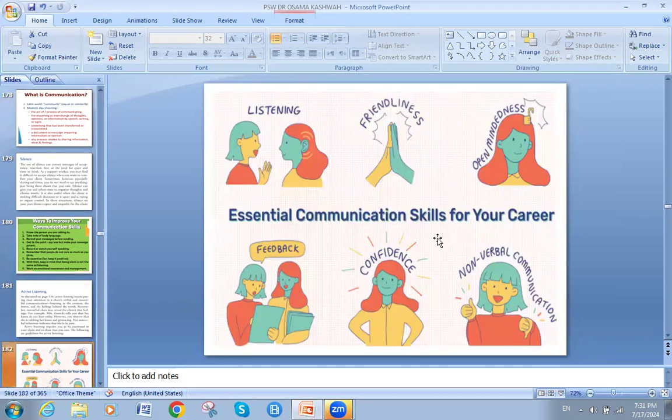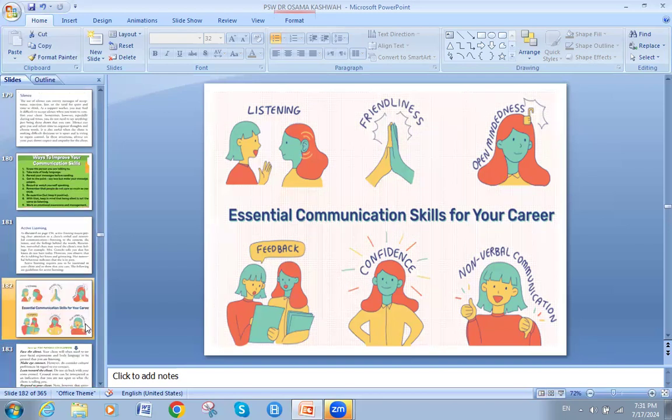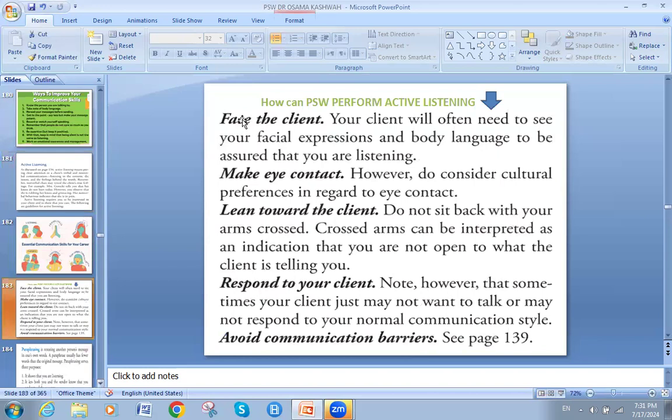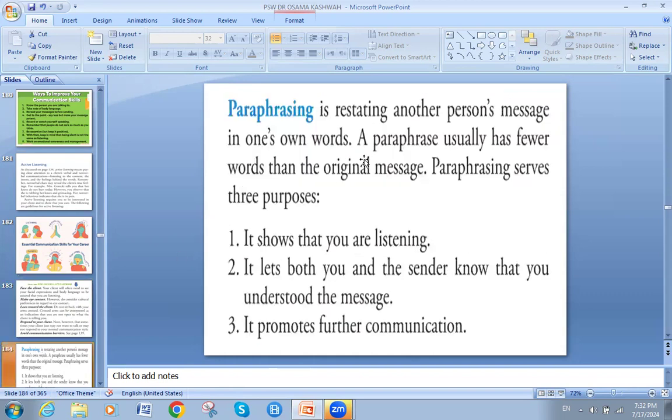You have to be passionate. You have to give the clients confidence. You have to listen to them, active listening. Also, things like facing the client, making eye contact, leaning towards the client. Do not cross your hands. Do not cross your legs. Do not sit looking at the client with half an eye. No. Respond to your client seriously. Give him a feeling that you are responding to what he said. Avoid communication barriers like talking where there is distortion or noise. Try to eliminate this noise and distortion.